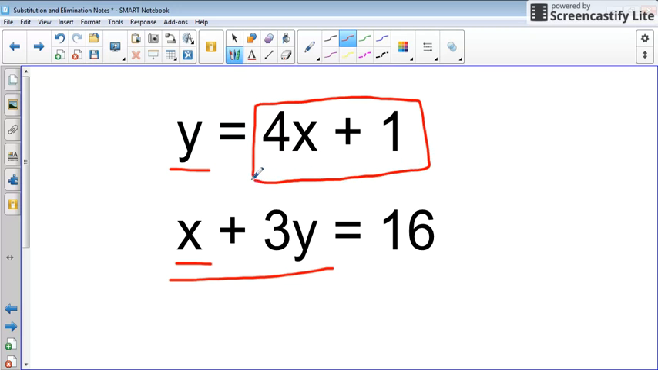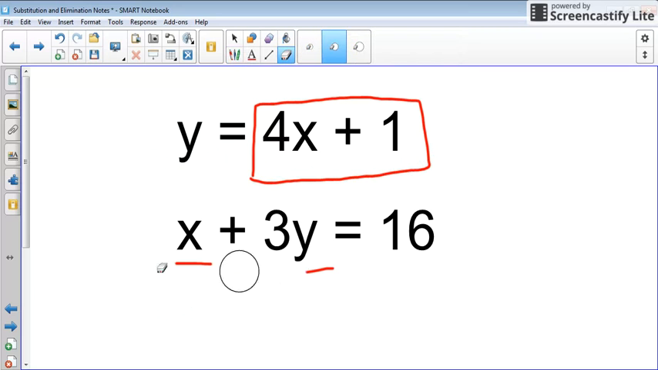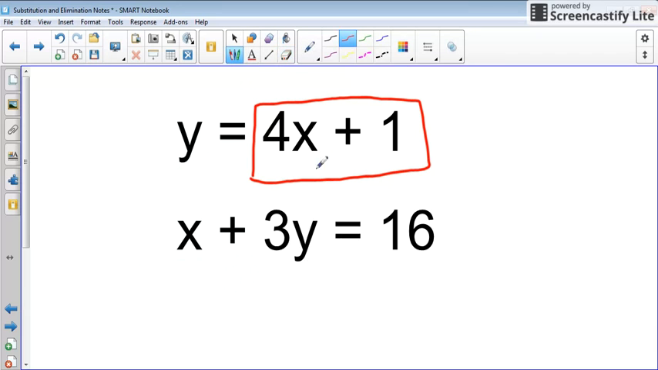Now, why am I boxing it up? Just to make it clear that 4x plus 1 is the thing that's going to be substituted for y. What do I mean by that? If y is equal to 4x plus 1 here, this y is also 4x plus 1 down here. So I'm literally going to take 4x plus 1 and put it in here.